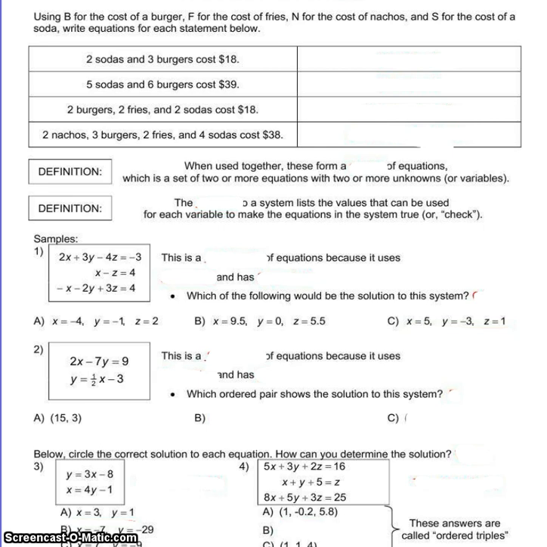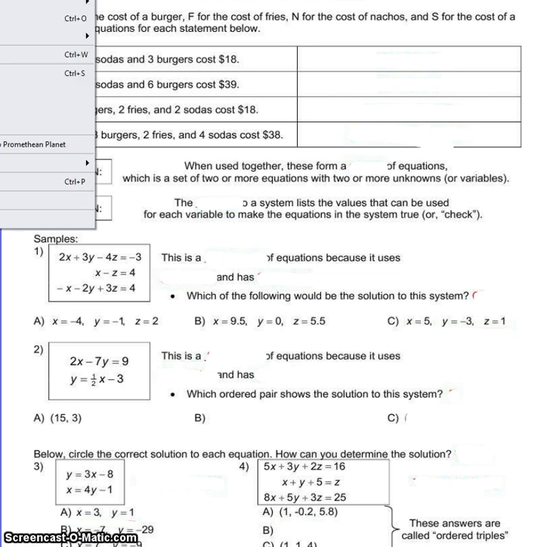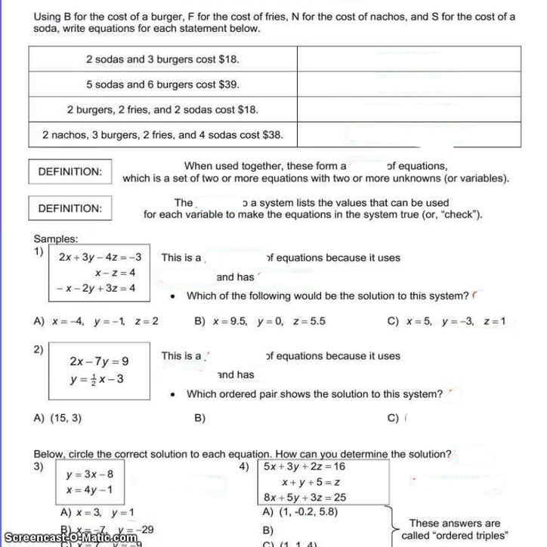So looking at that first example, what would you have for that equation? Correct. For that first one, you should have 2s plus 3b equals 18. What about the next one? 5 sodas and 6 burgers cost 39 cents. What equation would that give me?